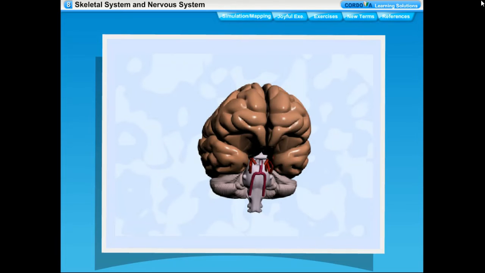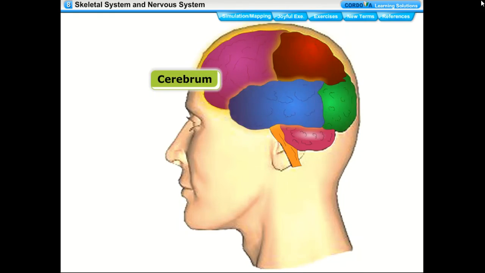Spinal cord. It is a bunch of nerves that connects the brain with all the body parts. It starts from the back portion of the brain and continues down to the lower end of our backbone. It is protected by the vertebral column.